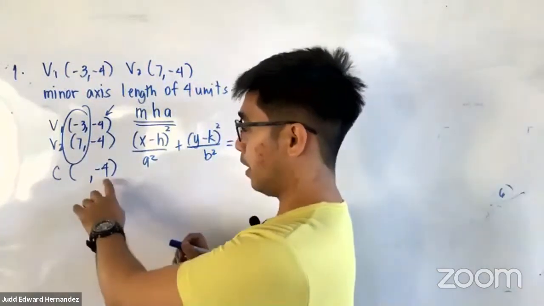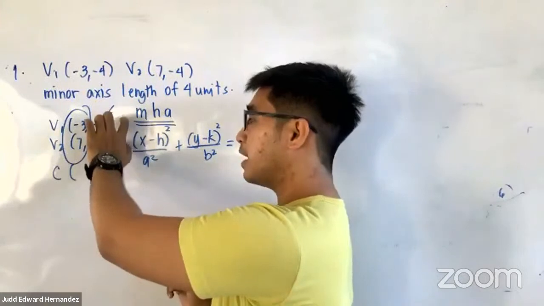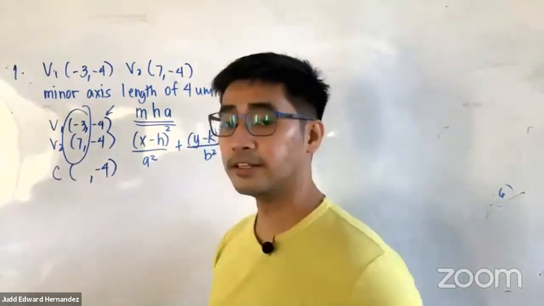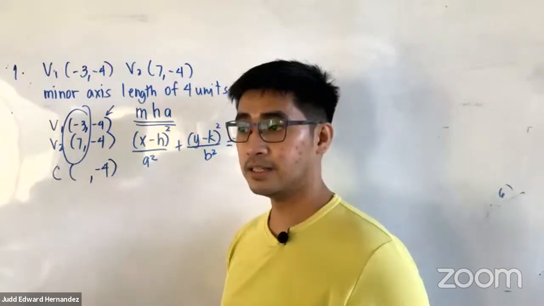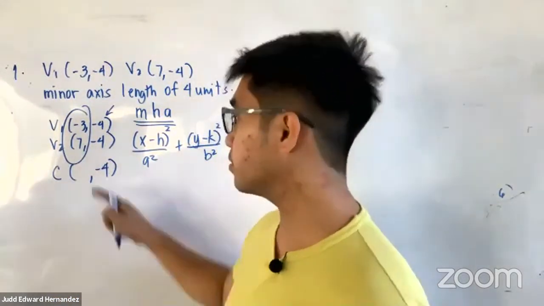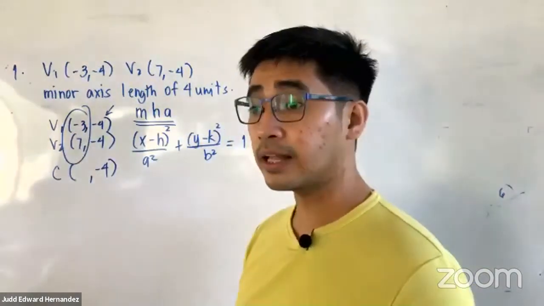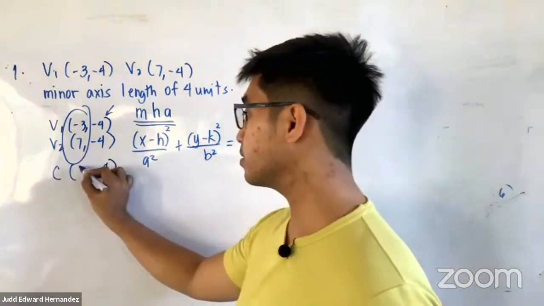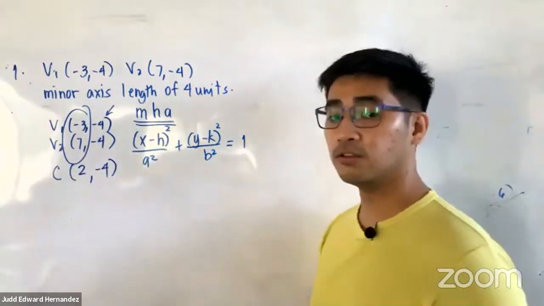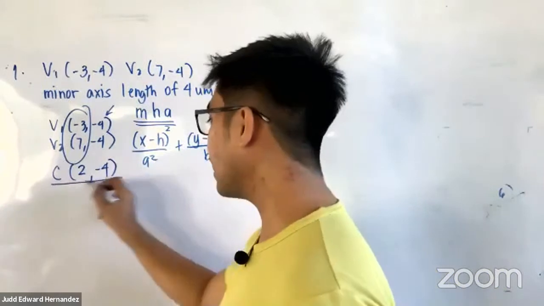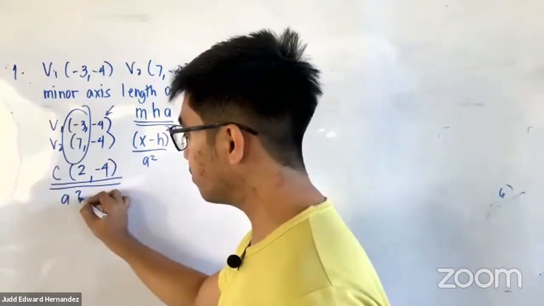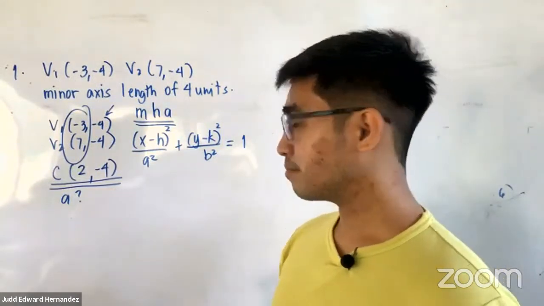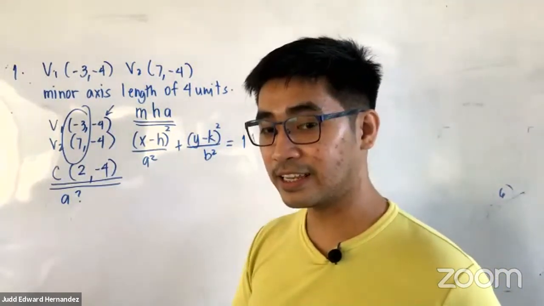So, ito siya, yung Y. Dahil hindi binago yung Y, -4 to. So, what is the x-coordinate of the center then? So, we need to get the midpoint. So, that is -3 plus 7. That is 4. 4 divided by 2. Therefore, it becomes 2. And the center now is located at 2, -4. So, may center na tayo. Do we have the value of A? Yes or no? Meron na ba tayong value ni A?